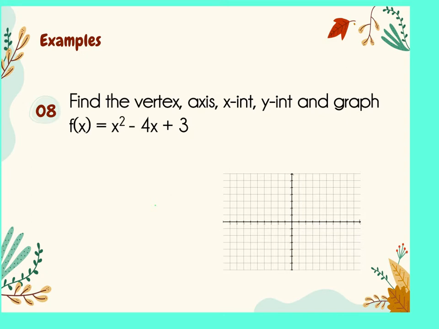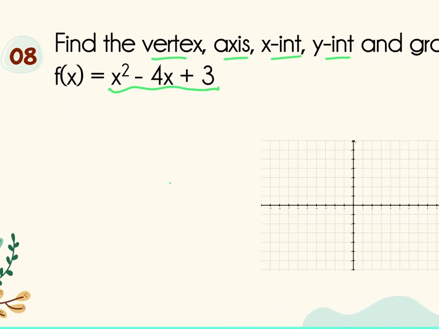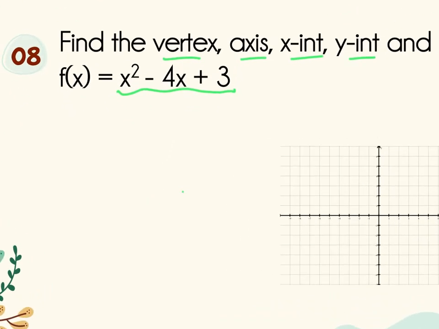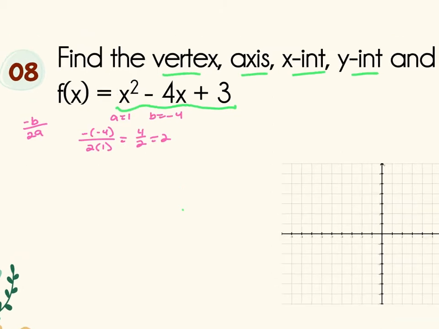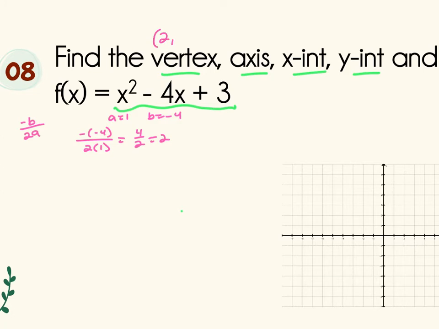All right, so in this example, we're going to find the vertex, the axis, the x and y intercepts, and then graph it, keeping it in quadratic form. So later we're going to learn how to put that in standard form, but for now we're going to keep it in quadratic, which means my vertex I'm going to find by negative b over 2a. A is 1, b is -4. So negative -4 over 2 times 1, and I get 4 over 2, which is 2. That's the x coordinate of my vertex.